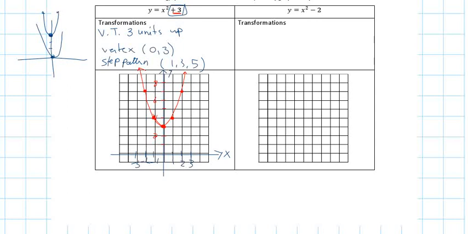So what kind of transformation do I have here? Let's not stretch. Vertical translation 2 units down. So what would my vertex be? 0 and -2. And then what would my step pattern be? 1, 3, 5. Okay? So as you all agreed with me, my step pattern did not change, right?